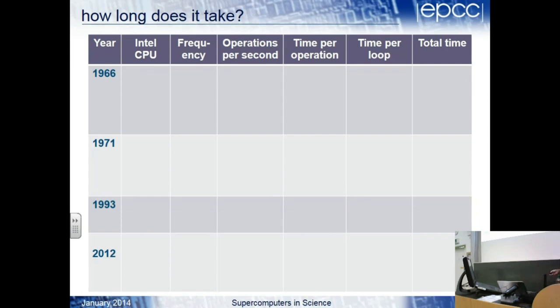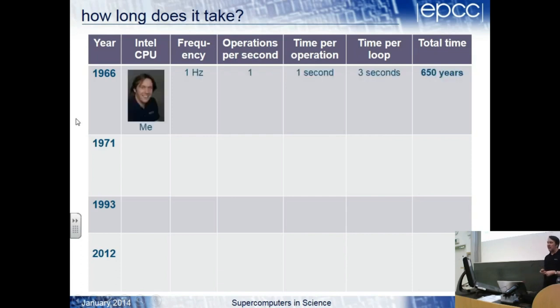I'm going to pick a particular Intel CPU, tell you its clock frequency, how many operations per second it does, and then how long it would take to do this loop. The first one that might be funny is actually me. If you think of me as a processor, created in 1966, I reckon I could run that program at about one operation per second. My frequency is about 1 hertz, so one second per operation. Each loop takes 3 seconds, and if you work it out, it would take me 650 years to add up that list of numbers, by which time everyone on the list would be dead and it would be a useless calculation.